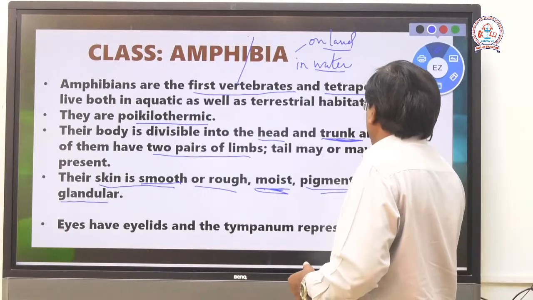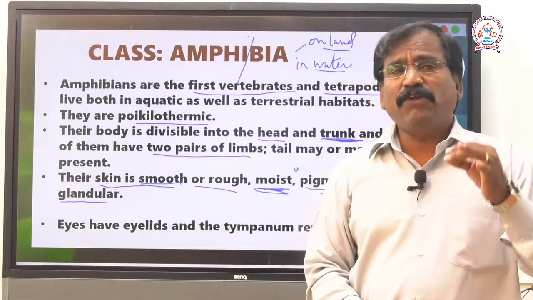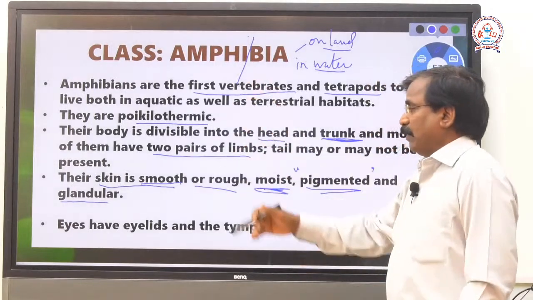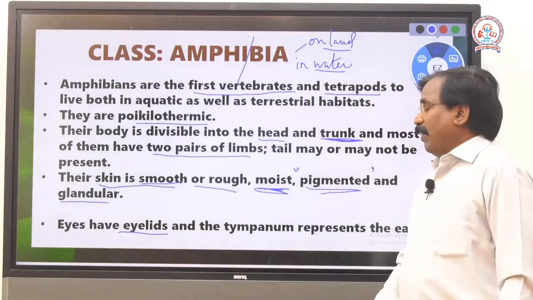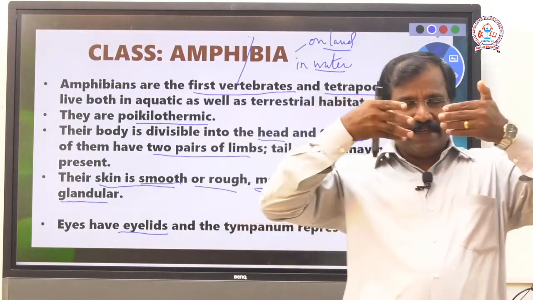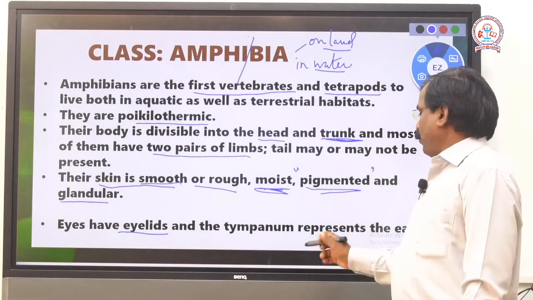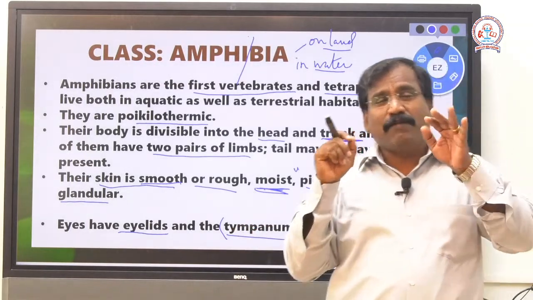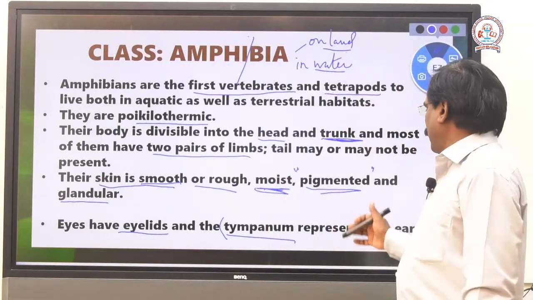Pigmented: the green frog, Rana hexadactyla, is greenish or leaf green, so the skin contains pigments. Next, it has eyelids, so the eyes can be closed and opened. Then there is the ear. It is not a perfect ear like ours; there is a tympanum, a membrane like an ear drum, that represents the ear.